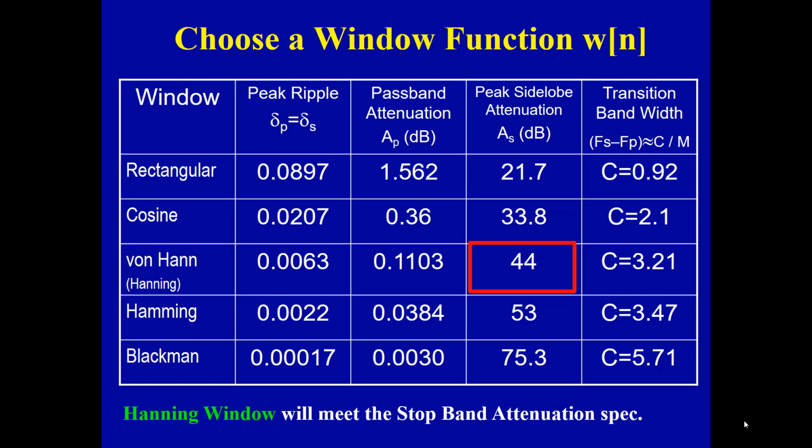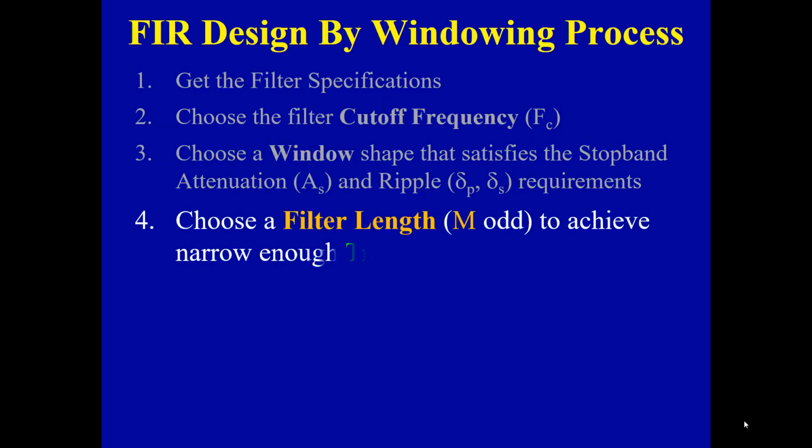Now we need to also verify that the passband attenuation requirements will be met. The Hamming window is good for 1/10 of a decibel of passband attenuation, maximum attenuation. We're allowed 1 dB, so this window function will be fine.